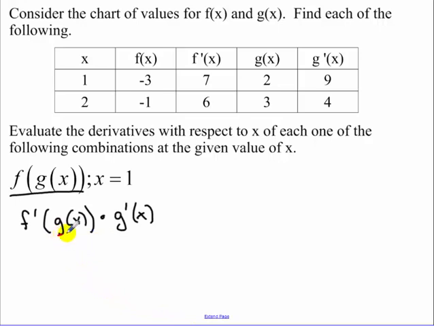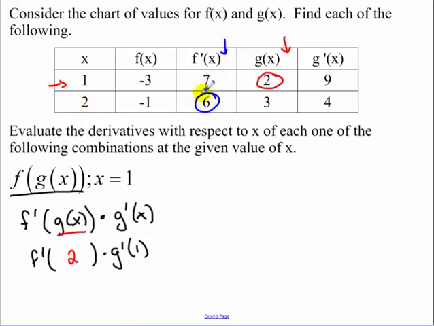Okay, now g of 1. Go to the g of x column, the 1 row, that's 2. So we're looking for f prime of 2 times g prime of 1. Now, f prime of 2. F prime column of 2 is equal to 6 times g prime. Now, g prime column of 1 is equal to 9. So we get the final answer of 54.